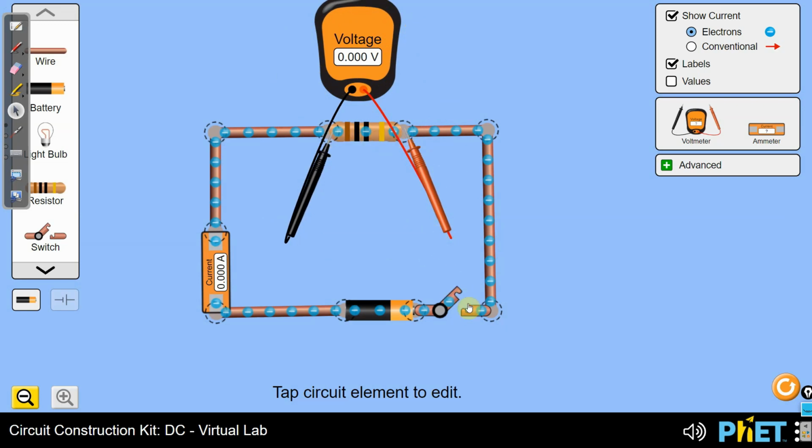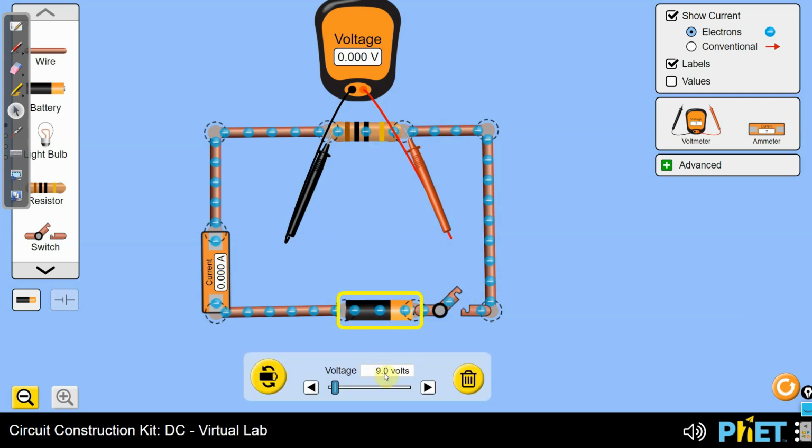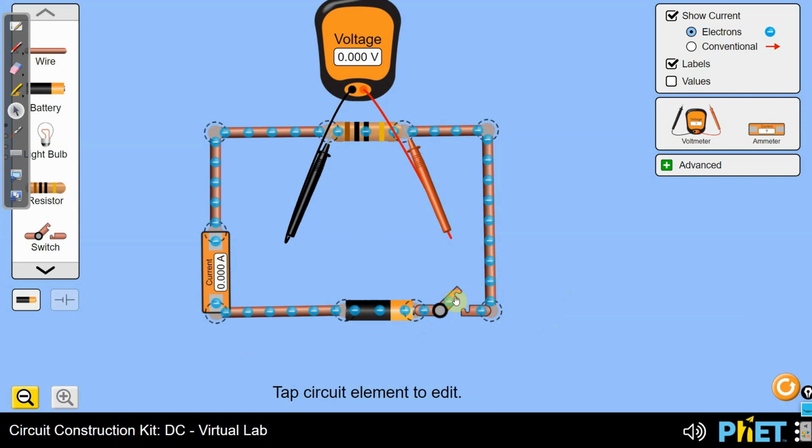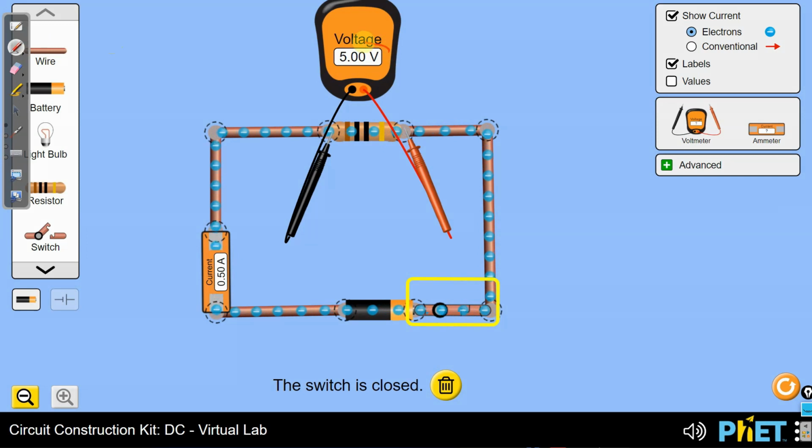Right, now the switch is open, that's why there is no current passing. Let me select the battery. Consider I am taking the battery to be of 5 volts. We will increase the voltage of the battery in steps of 5. Okay, let's just start. So I'm turning on the circuit. I switched it on. Now you can see the electrons have started to pass. The current has started to flow. And what is the voltage here? The voltage measured is 5 volts.